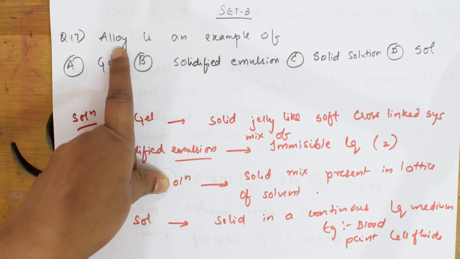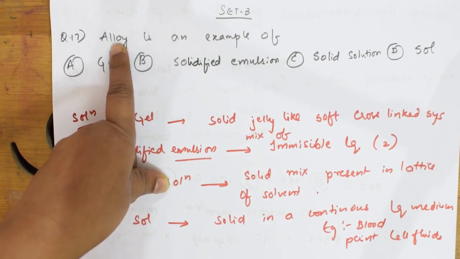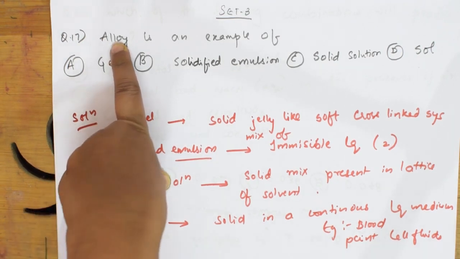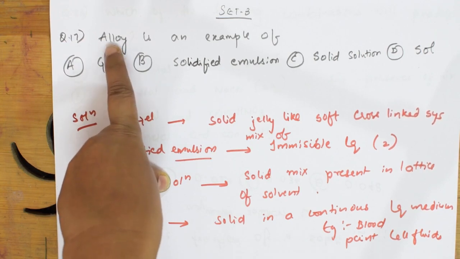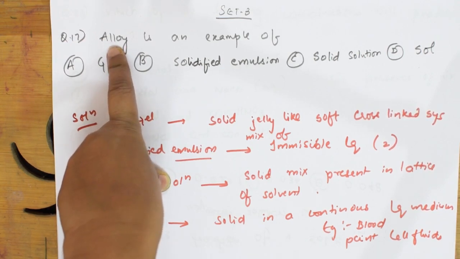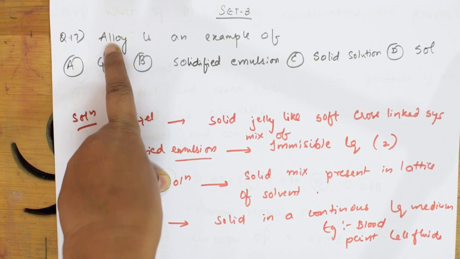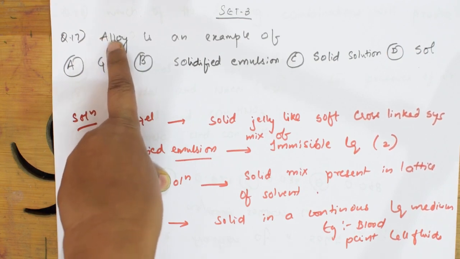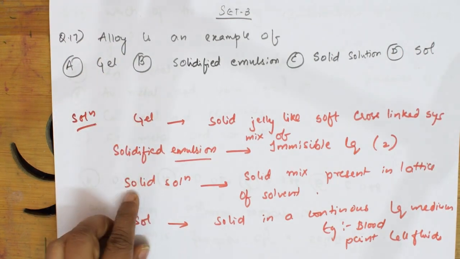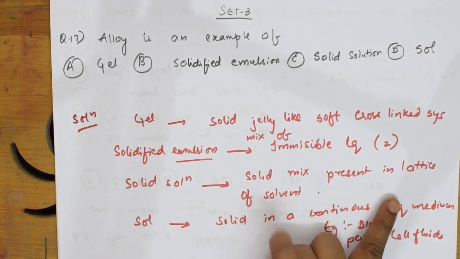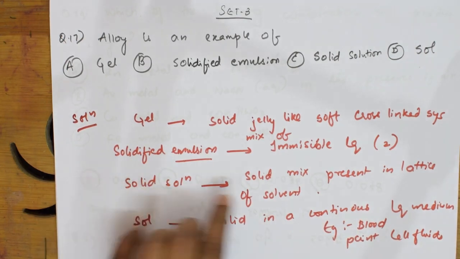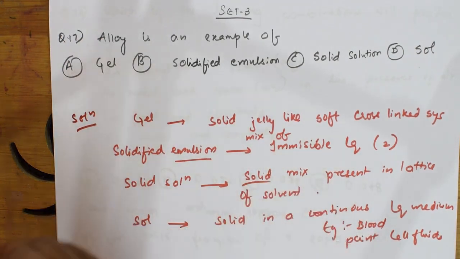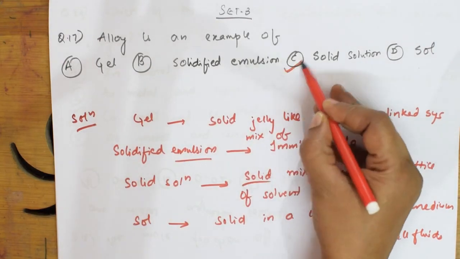Correct? So here they asked what is the correct option. Now basically I know the definition: alloy is a mixture, and the examples I just told you are combinations of two or more metals. But what is the concept we studied here? It is a mixture of two or more solids or metals. So what is solid solution? A solid mixed in a lattice of solvent. So solid mixture, this is the answer, isn't it? So solid solution is the correct option for alloy.